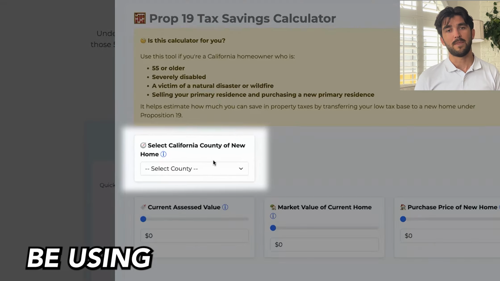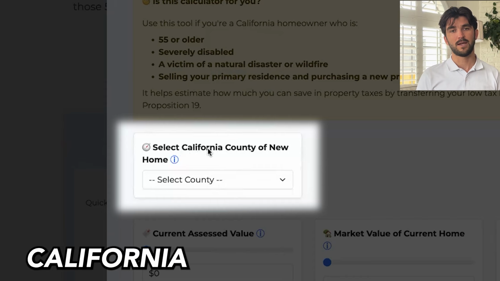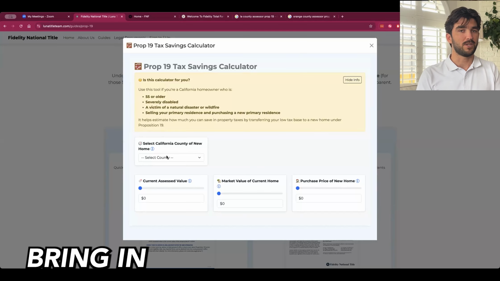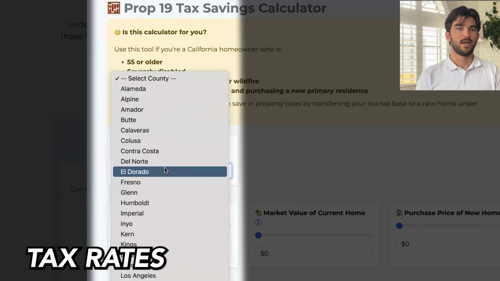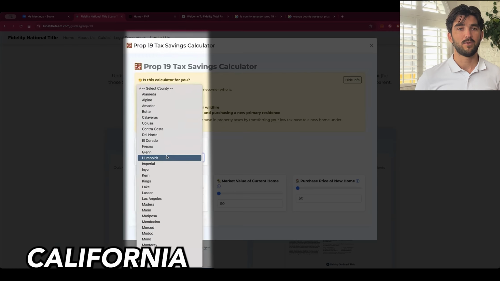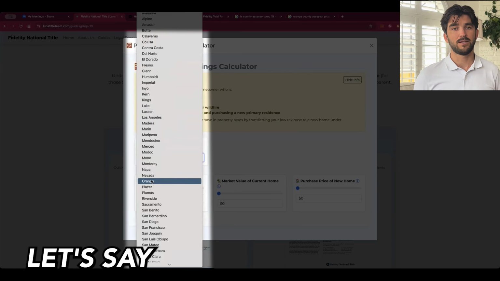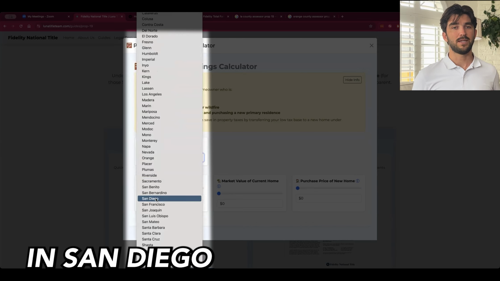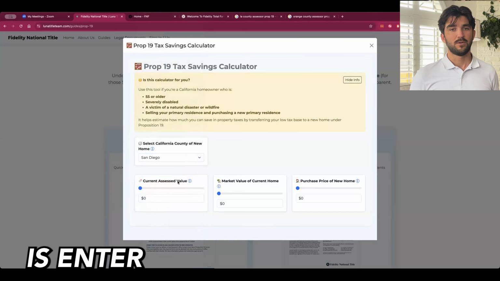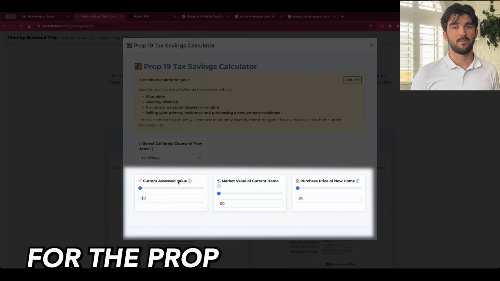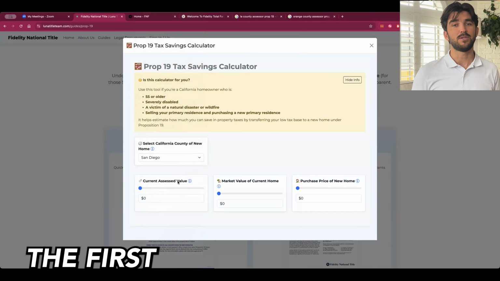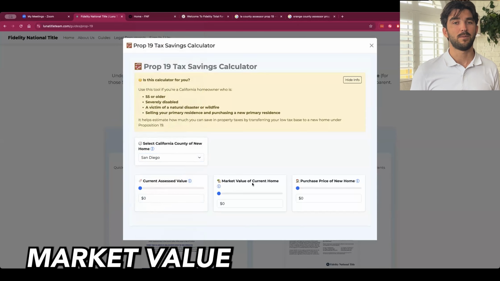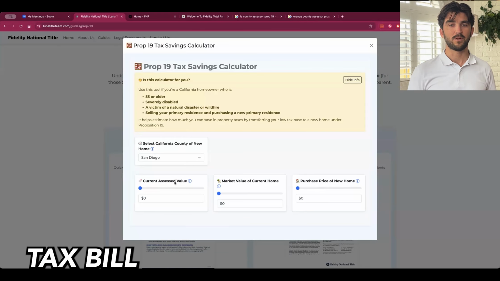Step one in using these calculators would be selecting the California county of the new home. The nice part about these calculators is we did bring in all of the accurate property tax rates for various California counties. If you're sitting down with your client, let's say they're going to sell their LA home, they're going to move closer to family in San Diego. So next, all you'll need to do is enter in three values for the Prop 19 tax savings calculator. The first is the assessed value of their home. That is the value that is different than the market value that the property tax bill is based on.